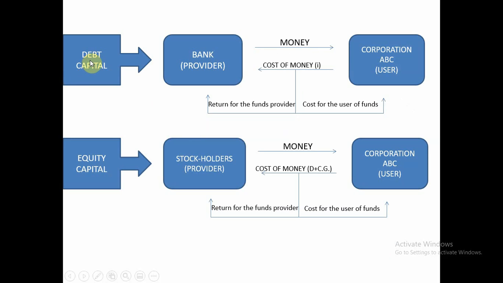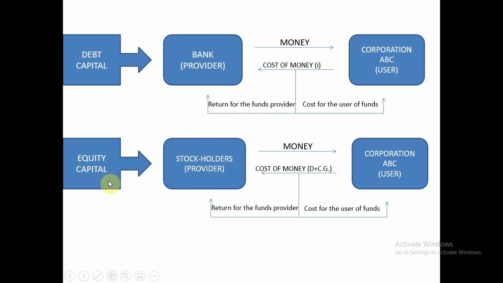So here it is showing the market. There are two types of market. One is the debt capital market, the other one is the equity market. The financial institutions, banks, insurance companies, which provide you money on an interest basis, that is called the debt market. And in the debt market, the cost of money is a return for one party, and for the borrower it is a cost. For the one who borrows it is a cost, and for the one who lends it is a return.